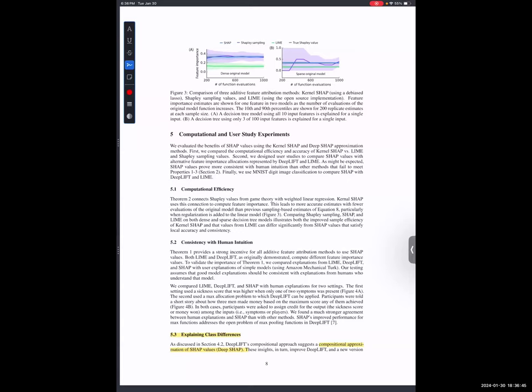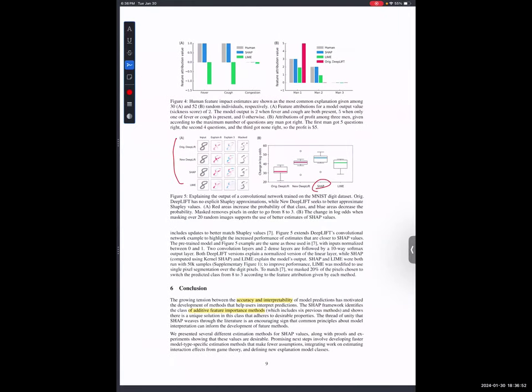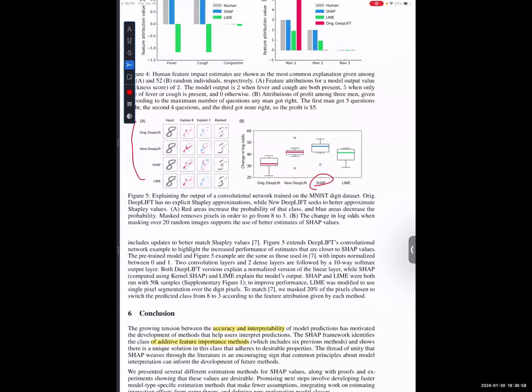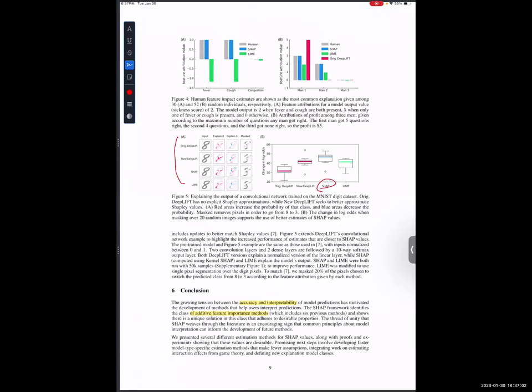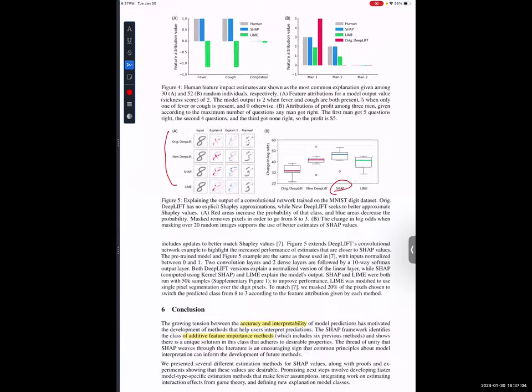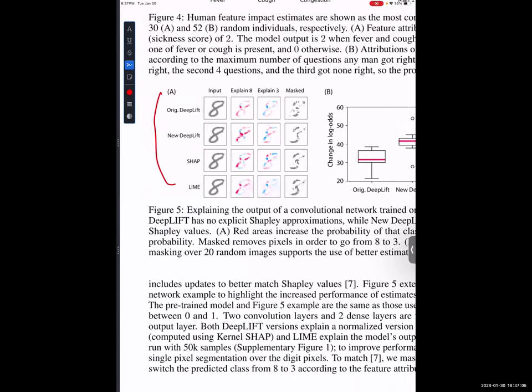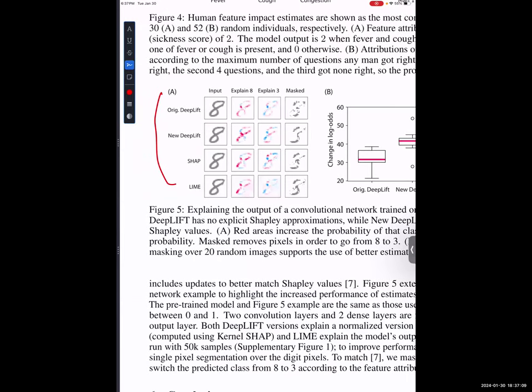The rest of it is basically simulation experimental results to show, I guess, how this outperforms any other previous results. And this is also an interesting part: applying Shapley value for image classification.